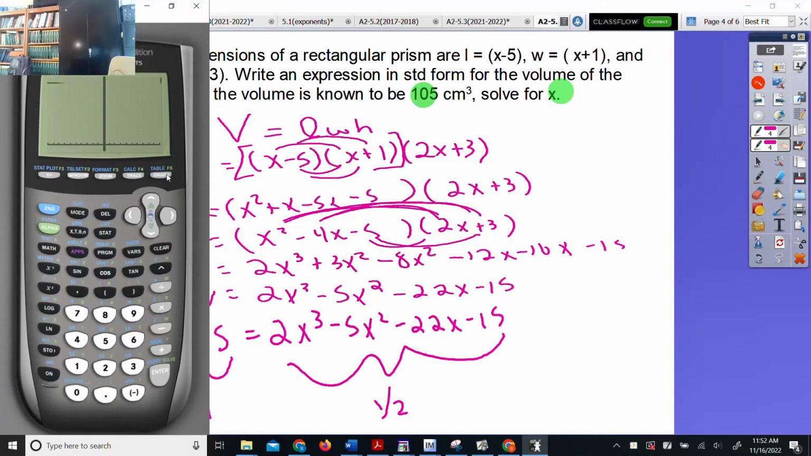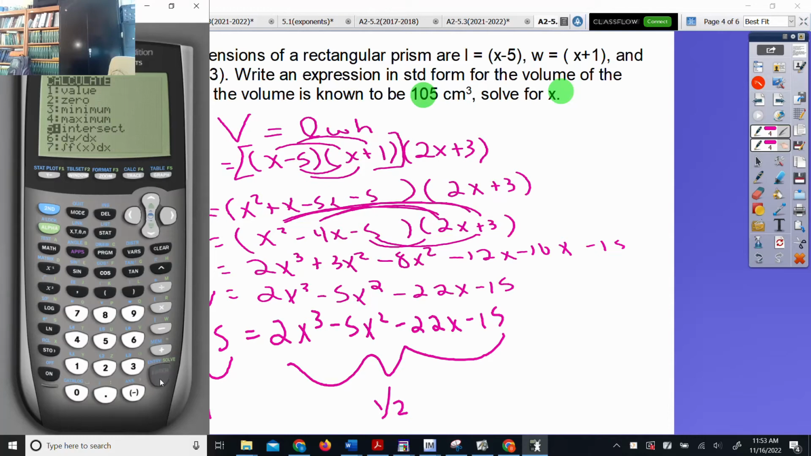Hit graph. Everybody see what I see? By the way, that was an x cubed function, wasn't it? 2x cubed, notice how it's starting low, finishing high? Wasn't that yesterday's lesson? Now, the middle was kind of interesting. We care about this, where they intersect. That's the idea, intersection. You hit second trace, what function are you going to use? Intersect.